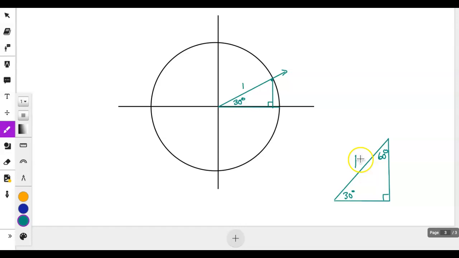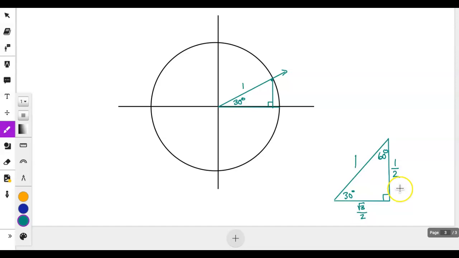Remember, to go from the hypotenuse to the short leg, we divide by 2. So this side would be 1/2. And then to go from the short leg to the long leg, we multiply by √3. So if you take 1/2 times √3, we would get √3 over 2.